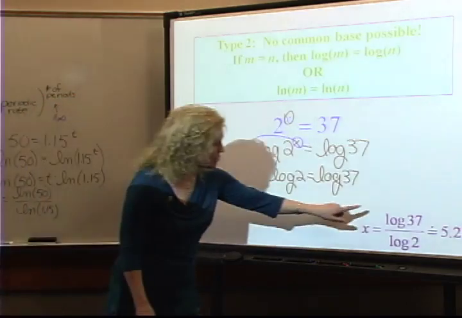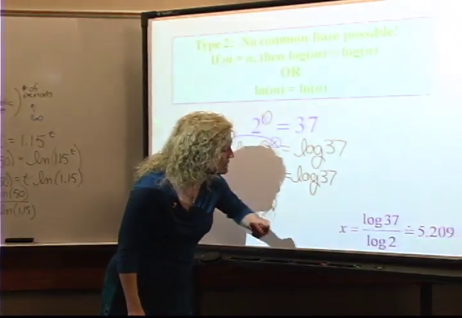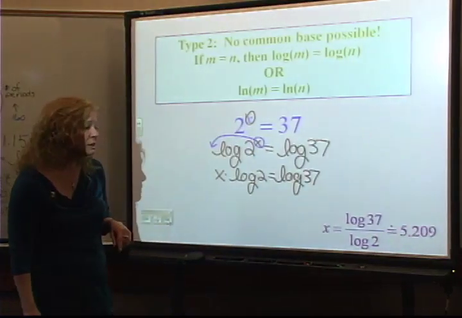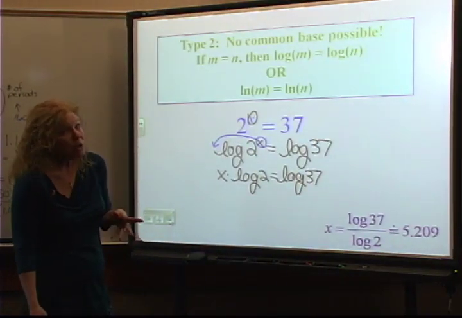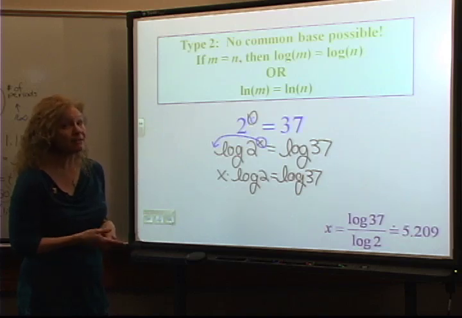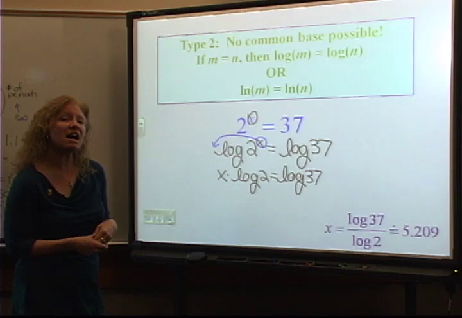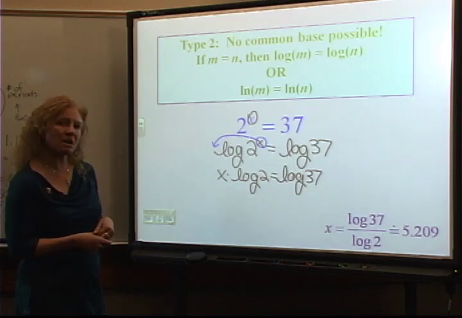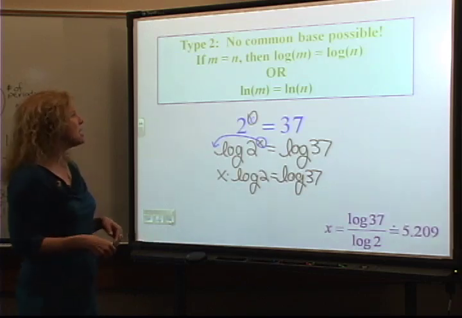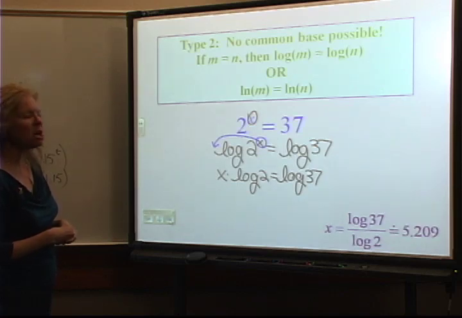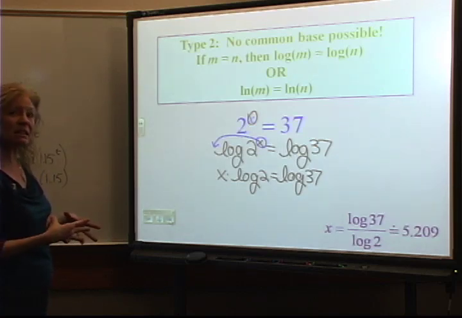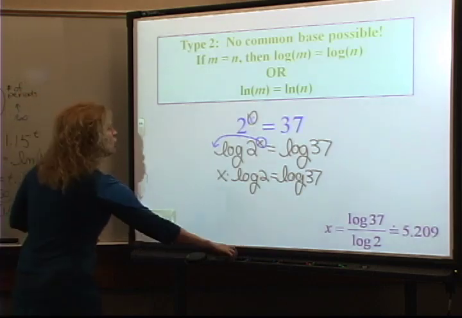And in fact, here's what we come up with: log of 37 over the log of 2. You really should be running this in your calculator and see if you're coming up with the same answer. I came up with about 5.209. Now, by the way, it doesn't take much time to double check that and see if it makes any sense.